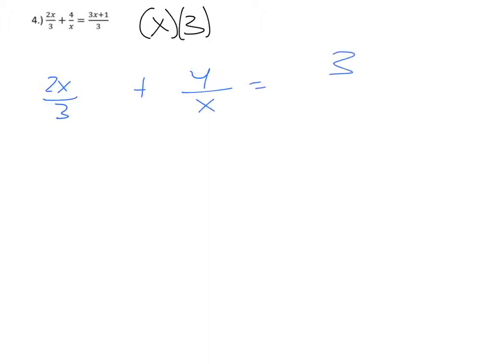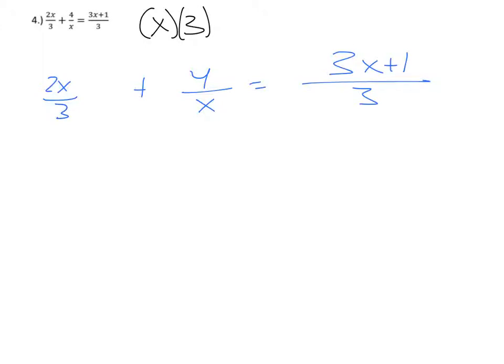And our last example of one of these. So we have 2x over 3 plus 4 over x equals 3x plus 1. So in this case, looking for that least common denominator, we know we have to include the x. And we also know that we need to include a 3. And in this case, there's only one number, so it makes it really easy for us. So now I'm going to go ahead and write this out so you can see what I'm doing. So we had 2x over 3 plus 4 over x equals 3x plus 1 over 3.